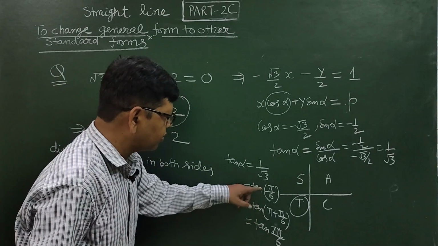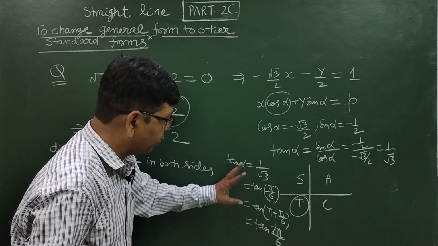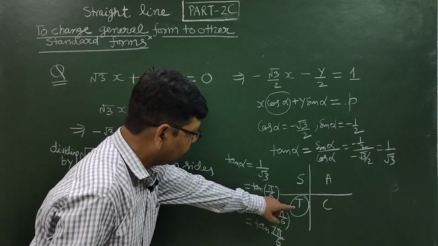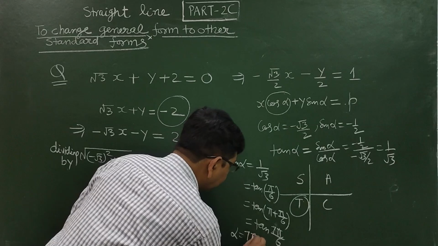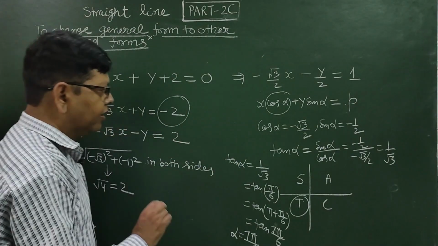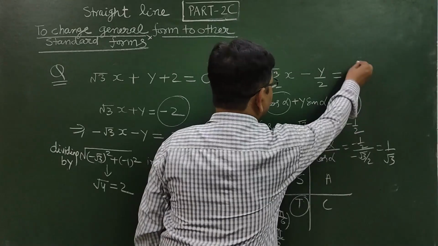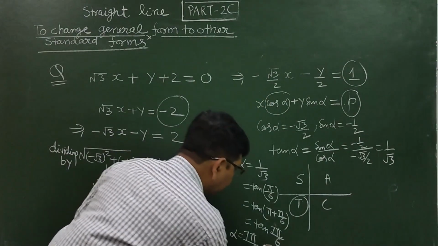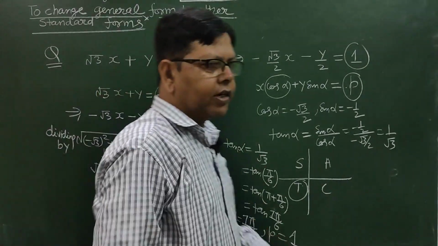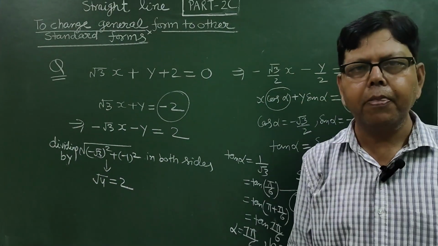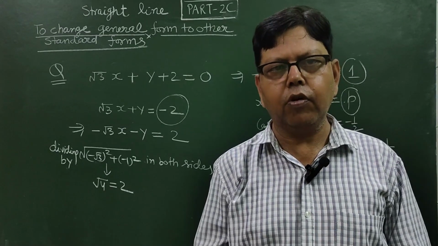Tan 7 pi by 6 is equal to tan pi by 6, the values are the same, but the angle lies in the third quadrant, so the angle alpha is equal to 7 pi by 6, and the length of perpendicular, as we can see, is equal to 1. So we have converted this general form to normal or perpendicular form.